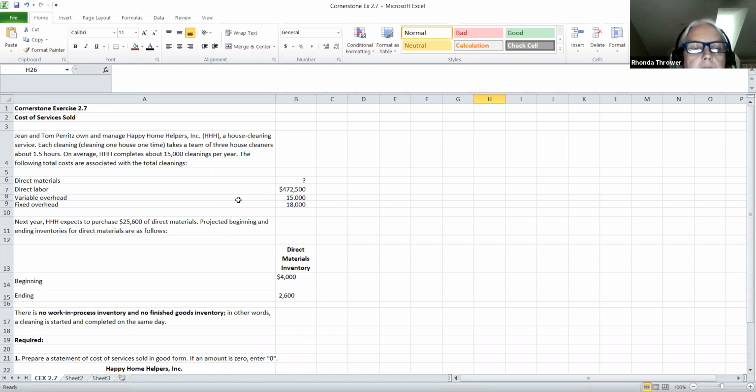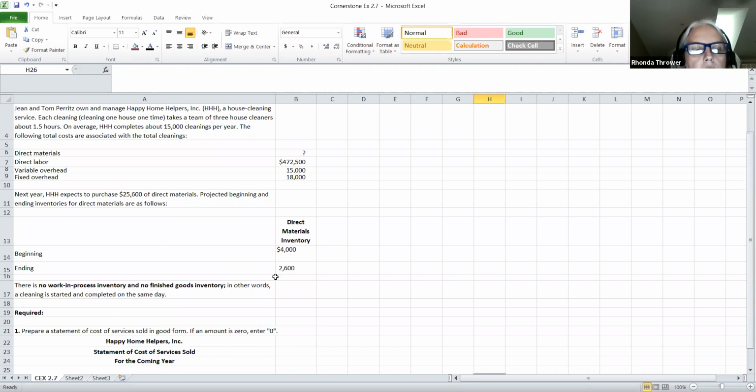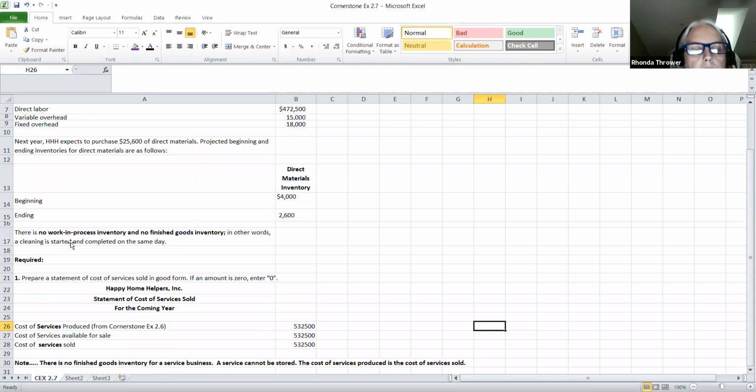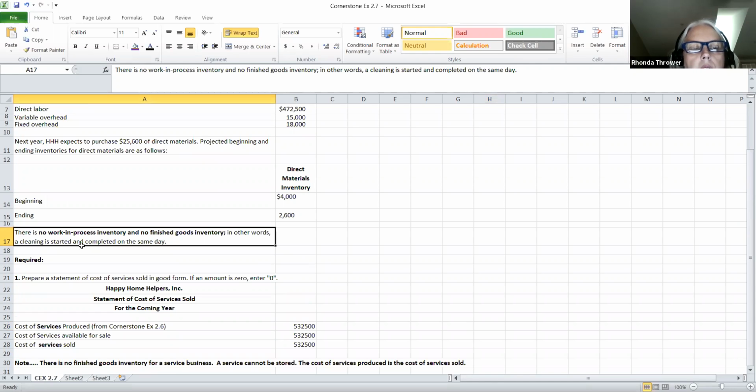Basically, it's the same company. The same amount of materials are going to be purchased. The same beginning and ending inventories. They're just telling you this additional information here, that there is no work in process inventory and no finished goods inventory. In other words, a cleaning is started and completed on the same day.